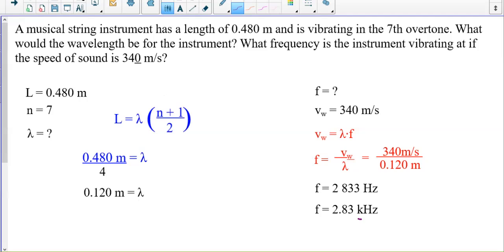and then I'd use a prefix for kilo. So that would be my 1,000. You could have used scientific notation if you'd rather, but I'm more of a prefix person. I prefer prefixes. So that's where I would leave it. And then you're done for the day.